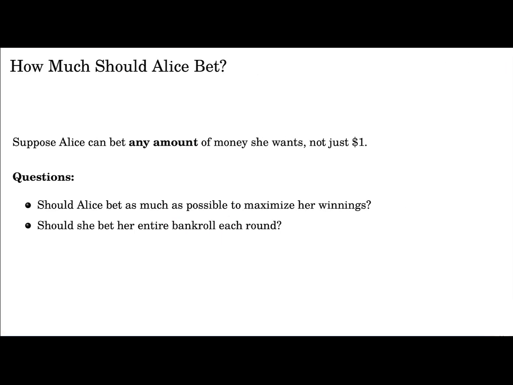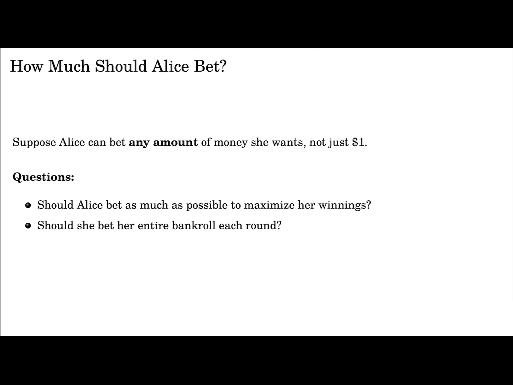Suppose Alice is allowed to bet any amount of money she wants. Should she just be betting as much as possible? Should she bet her entire bankroll every round, so every round she bets all the money that she has? From the point of view of one round, that sounds very tempting. After all, if the game has positive expected value, then larger bets give larger expected winnings. But this is where looking at expected value can be a bit misleading.